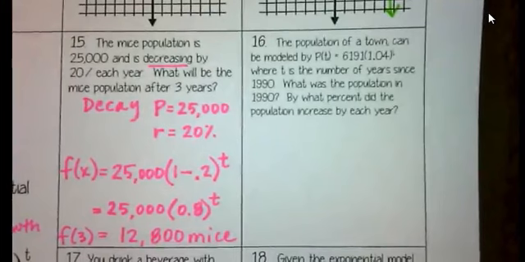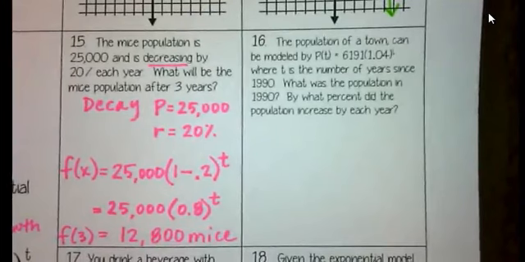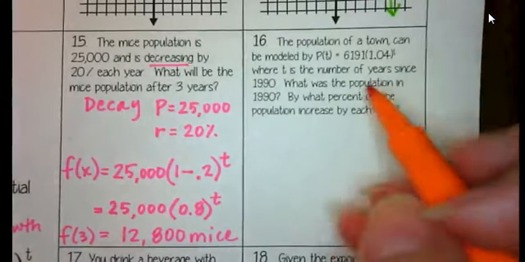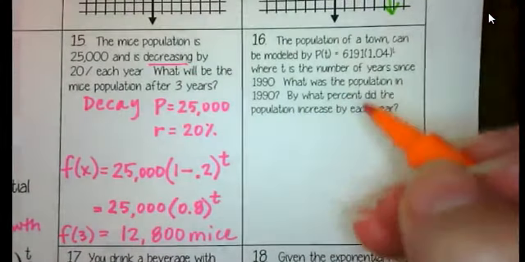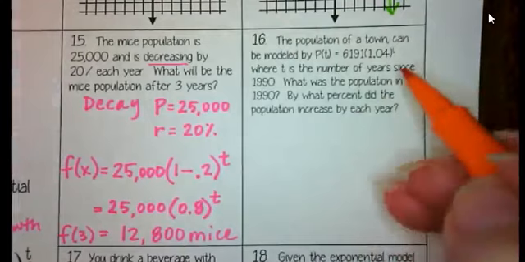The population of a town can be modeled by this equation where T is the number of years since 1990, and that's pretty common. We learned that, especially when we were doing the calculator stuff, that a lot of times we won't use the actual year. We'll just start at a year and then count up. So the question is, what was the population in 1990, and by what percent did the population increase each year?